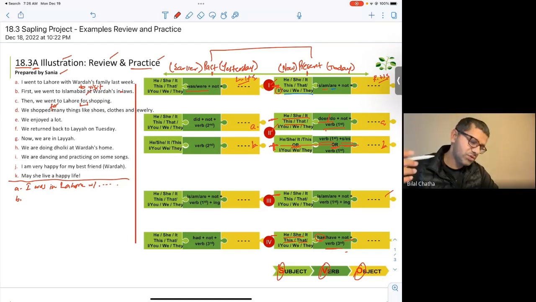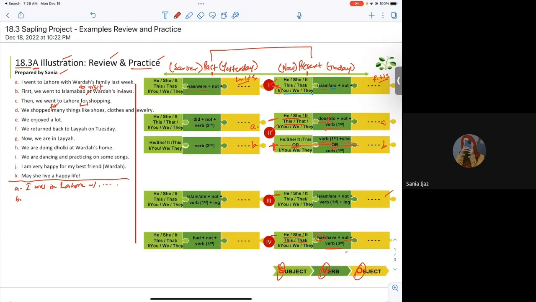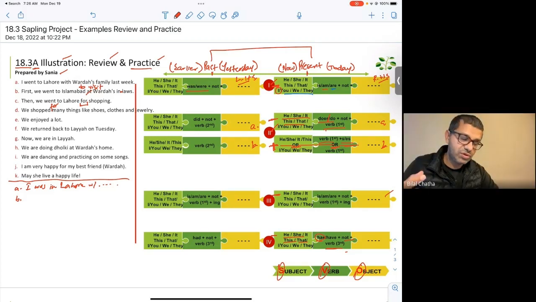So the reason I put that in, you bought many things, right? Yes, sir. When you have action verbs, some action verbs are phrasal. Phrasal means the verb takes a preposition. So with shop, in this context, for is used. We shopped for many things like shoes, clothing, and jewelry. We enjoyed a lot.